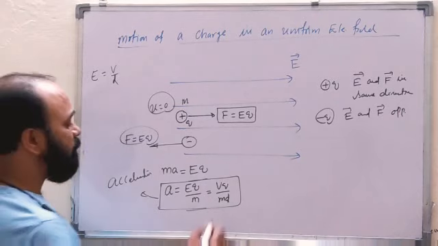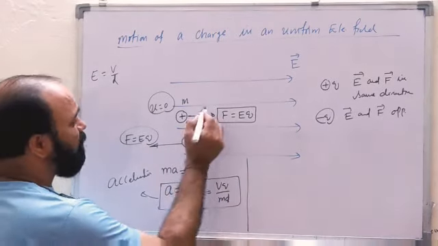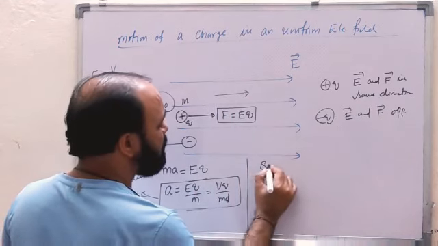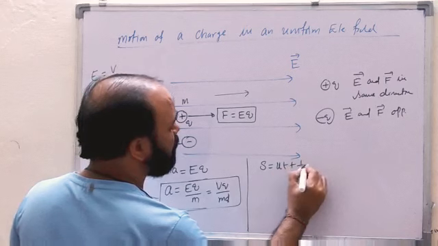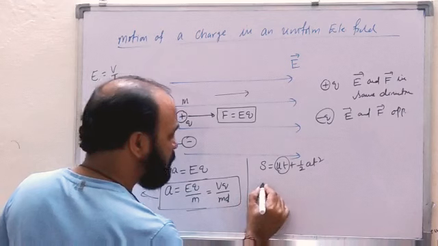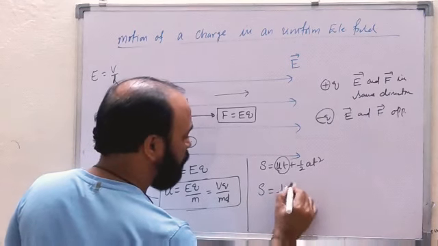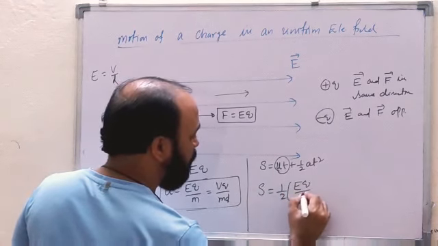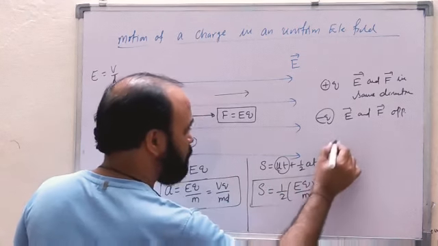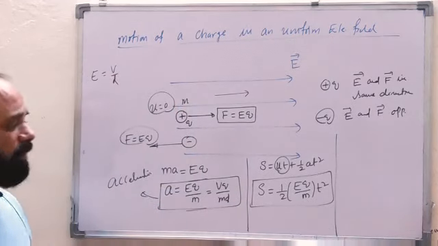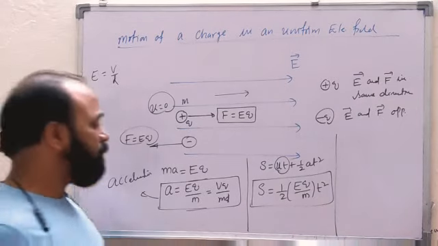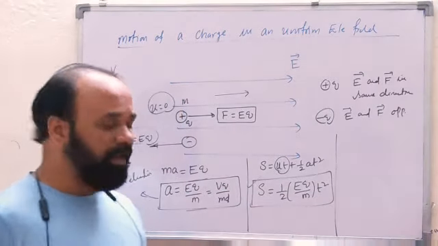Okay, and see, now they will ask how much distance is travelled. So use the formula s is equals to ut plus half at square. Initially at rest, so u is 0. Distance travelled is equals to half EQ by m into t square. This is the formula. Okay.